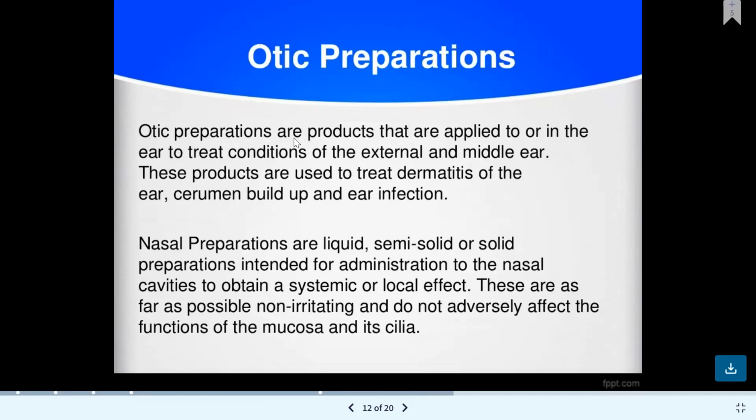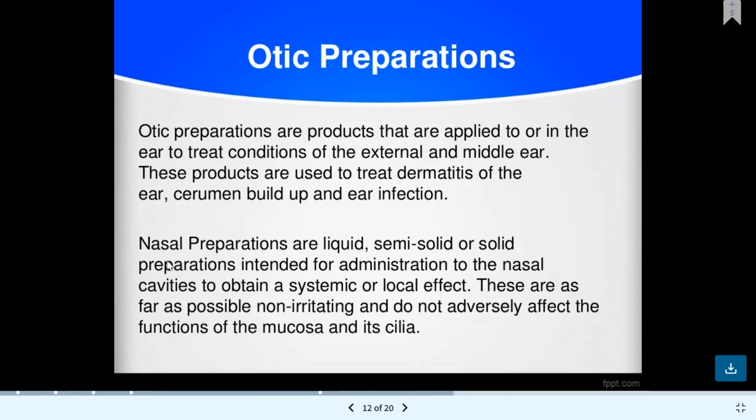Otic preparations are products that are applied in the ear to treat conditions of the external and middle ear. Otic is a term related to the ear, so all such preparations are related to the ear. They are used to treat conditions of the external and middle ear. These products are used to treat dermatitis of the ear, cerumen buildup, and ear infections.